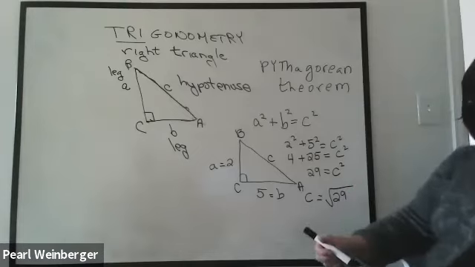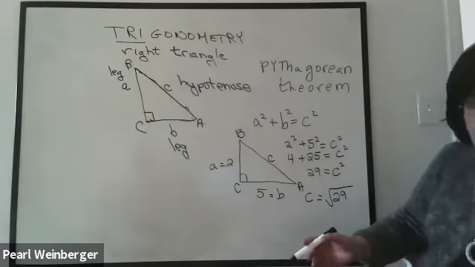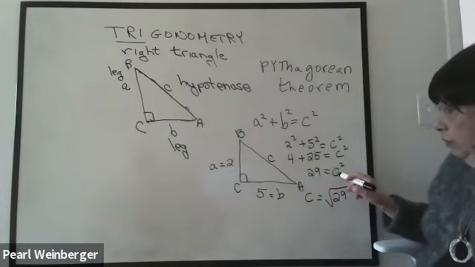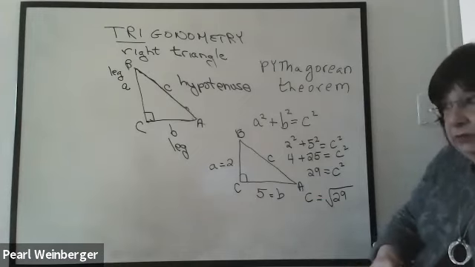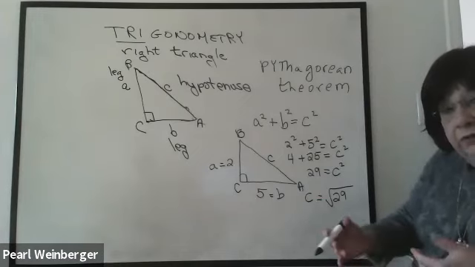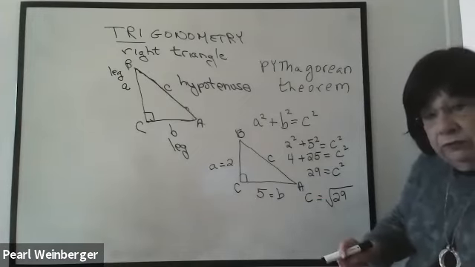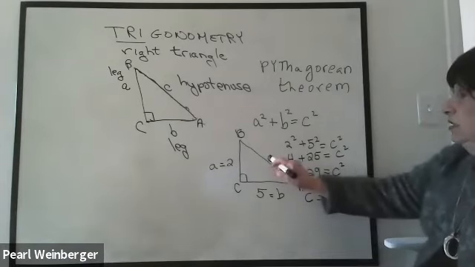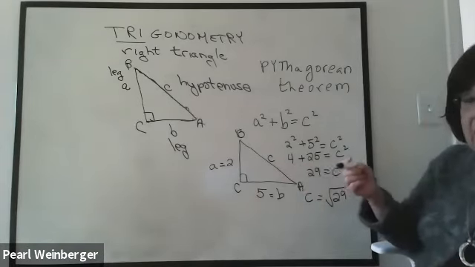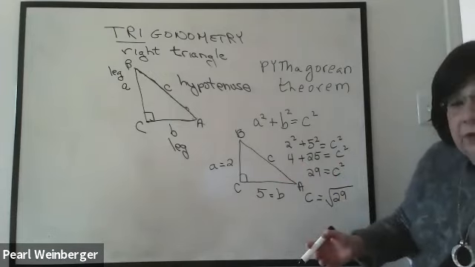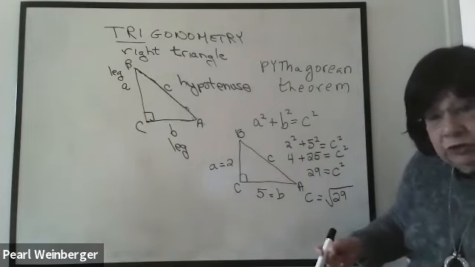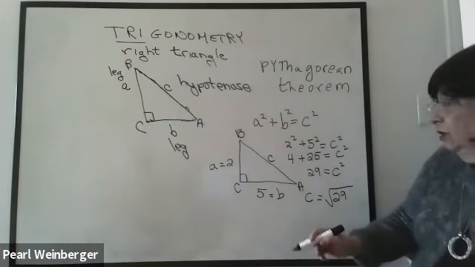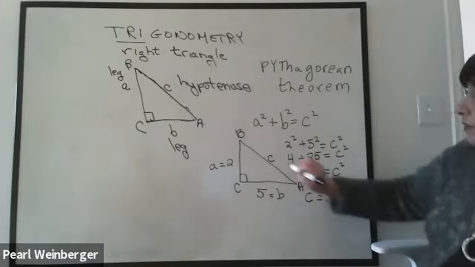Now notice, usually when I'm solving a quadratic equation, if this would have been an x squared and it said x squared equals 29, my answers are either positive square root of 29 or negative square root of 29. But since the C represents the side of a triangle, and a triangle can only have positive sides, it doesn't make sense to say something measures negative whatever. So we use only the positive answer.